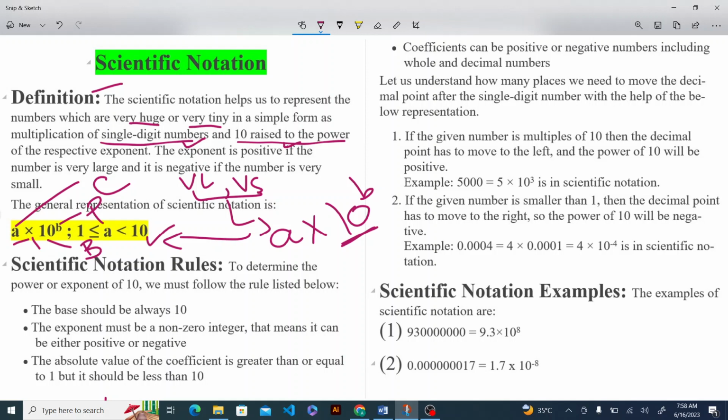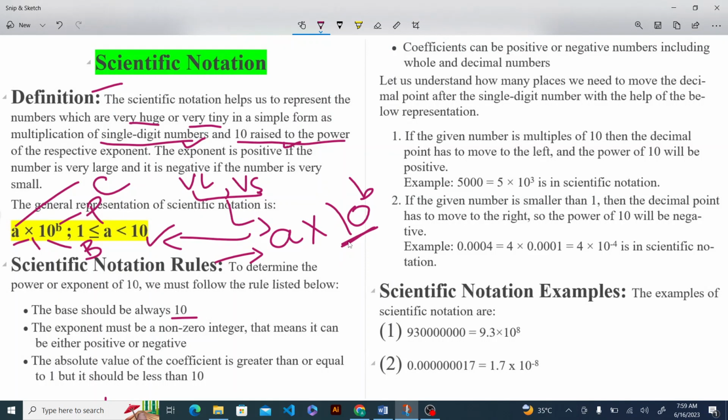Okay, so we have scientific notation rules here. To determine the exponent or power of 10, we must follow the rules listed below. These are the rules which we have to follow to write a very large or a very small number in scientific notation form. So the first rule is the base should always be 10. The exponent must be a non-zero integer.